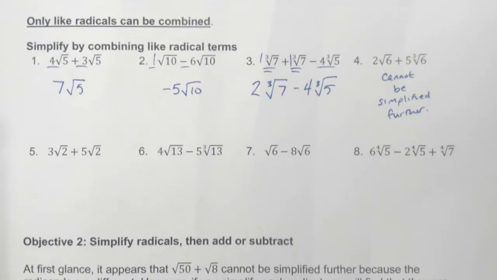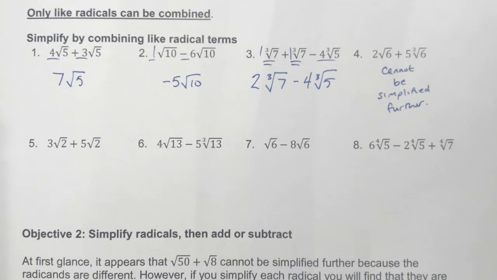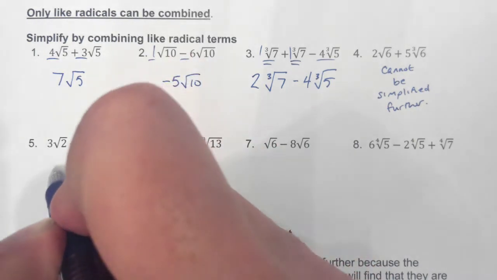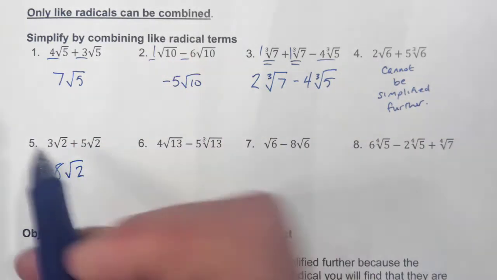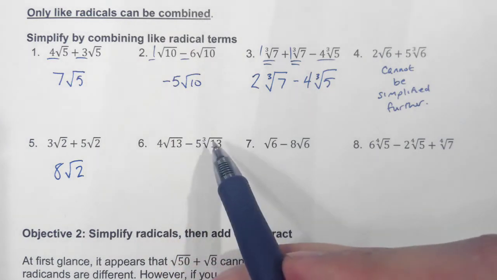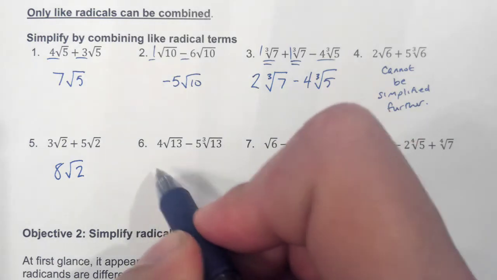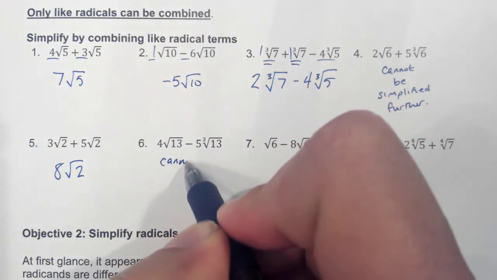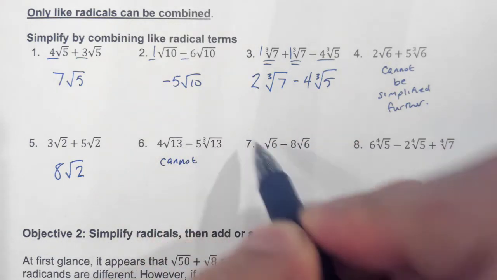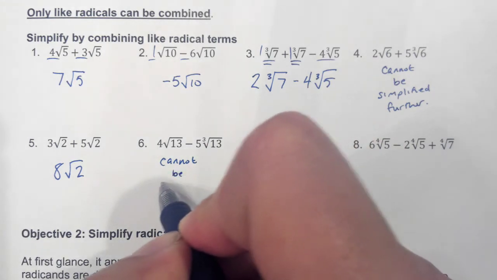If you want to pause the video here and try 5 through 8, that would be great. On 5, you should have gotten 8 square roots of 2, because 3 plus 5 is 8. On 6, this is like 4. These cannot be simplified further because one is a square root of 13, the other is a cube root of 13.